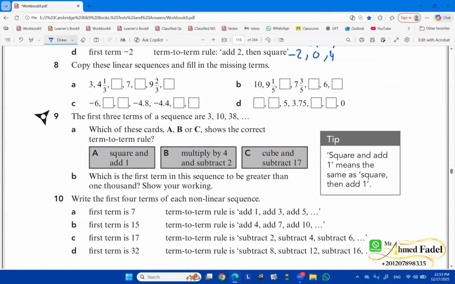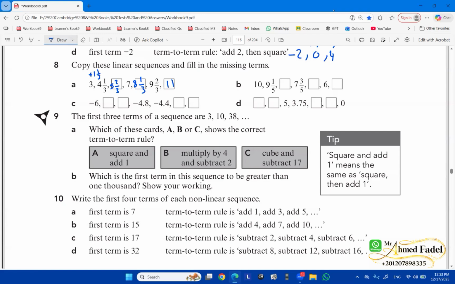3 becomes 4 and 1/3. It means I added 1 and 1/3. Adding 1 to the 4 becomes 5 and 1/3, but adding 1/3 becomes 5 and 2/3. Adding 1 and 1/3 becomes 8 and 1/3. Adding 1 and 1/3, it becomes 11.